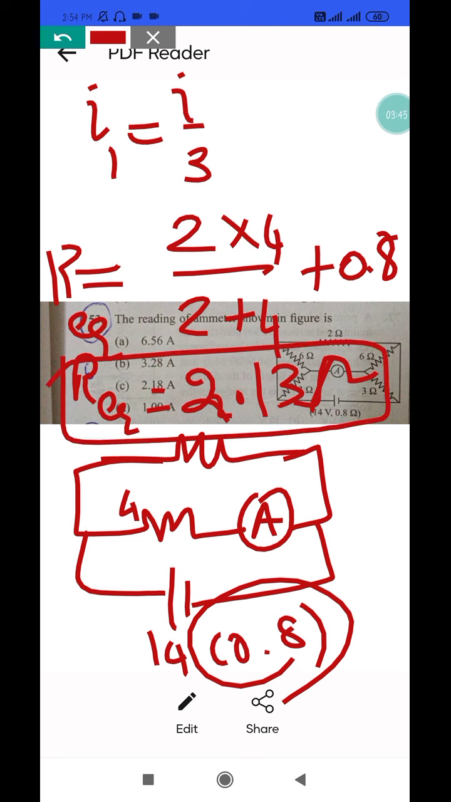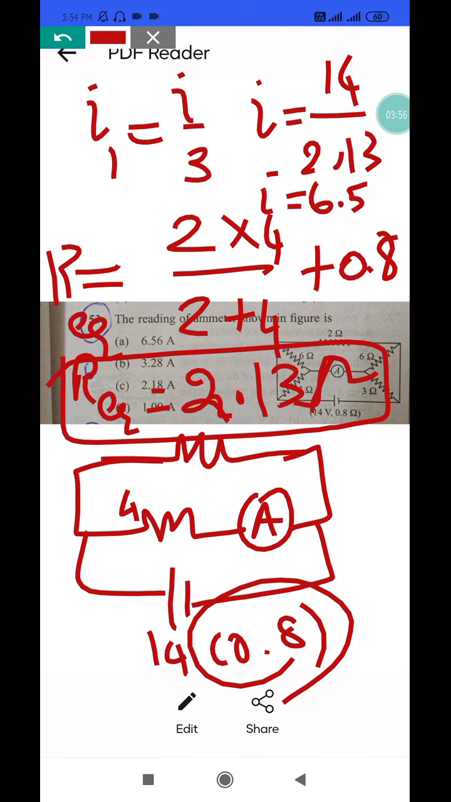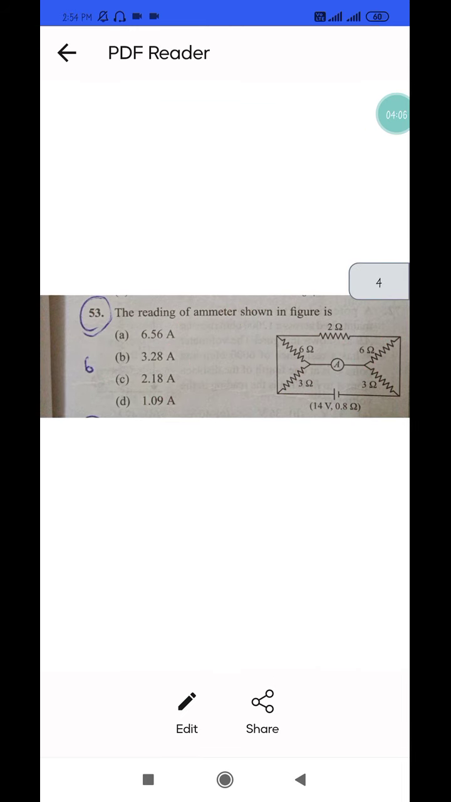Then how can we find out the total current, which is nothing but total potential divided by the total or equivalent resistance, which is 14 divided by 2.13. So that turns out to be 6.57 ampere. This is the total current. If you divide by 3, you should get 2.18.